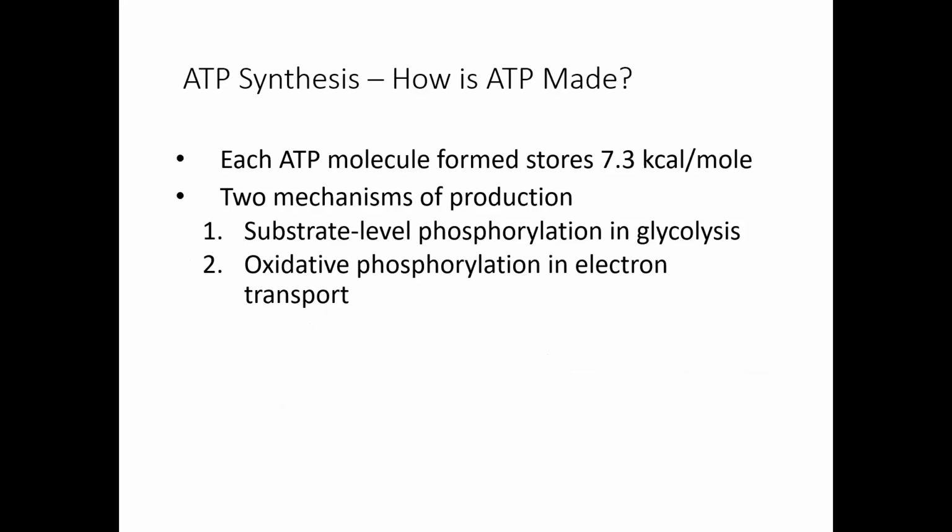Now, every ATP molecule has about 7 kilocalories of energy, 7.3 to be exact, in each ATP molecule. And we make it two ways. Now, this is an important slide. Circle both number 1 and number 2 on here. Glycolysis uses what we call substrate level phosphorylation. Substrate means it's done by enzymes.